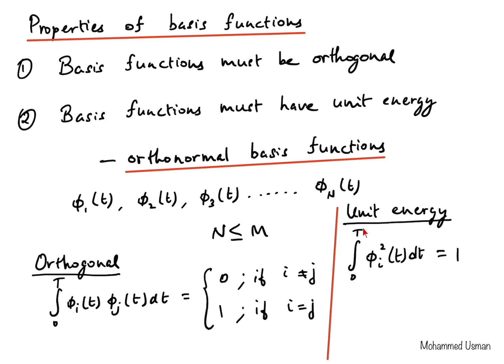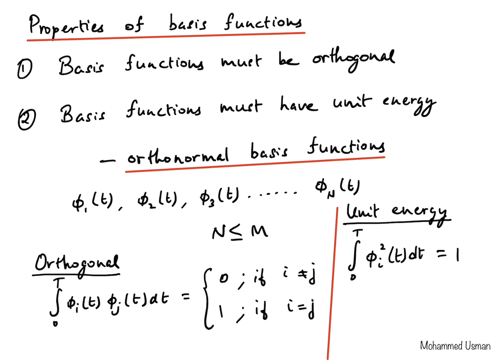Let me go back. We defined the equation for energy as the integral from 0 to T of the signal squared, s squared of t. We did this for the basis function. Similarly, if we want to find the energy of any signal s of t, it will be the integral of s squared of t dt, and whatever the answer is, that will give us the energy of the signal.